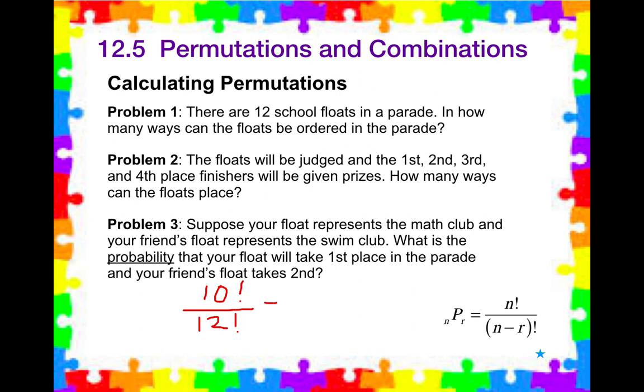And when we multiply that together, we have 10 factorial over 12 times 11 times 10 factorial, where the 10 factorials get canceled out. And that will be 1 over 132 is the probability that you will take first place and your friend will take second place.